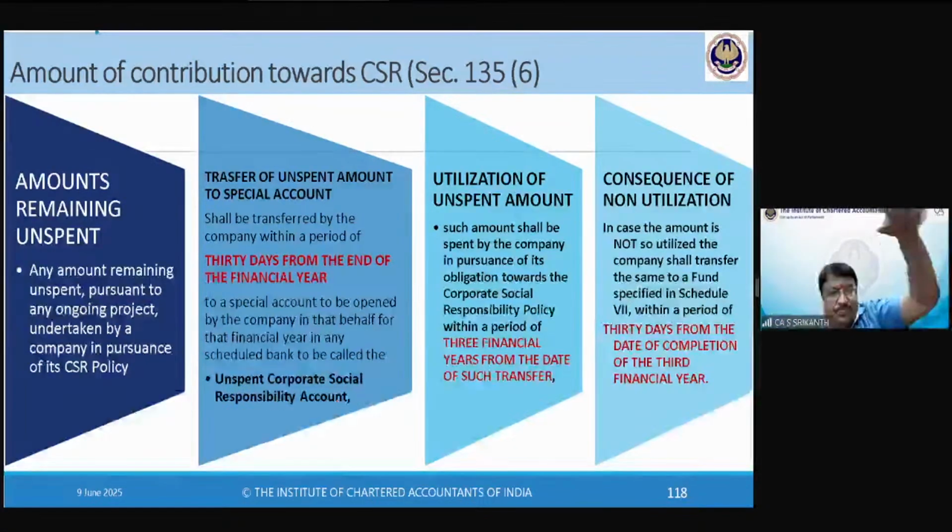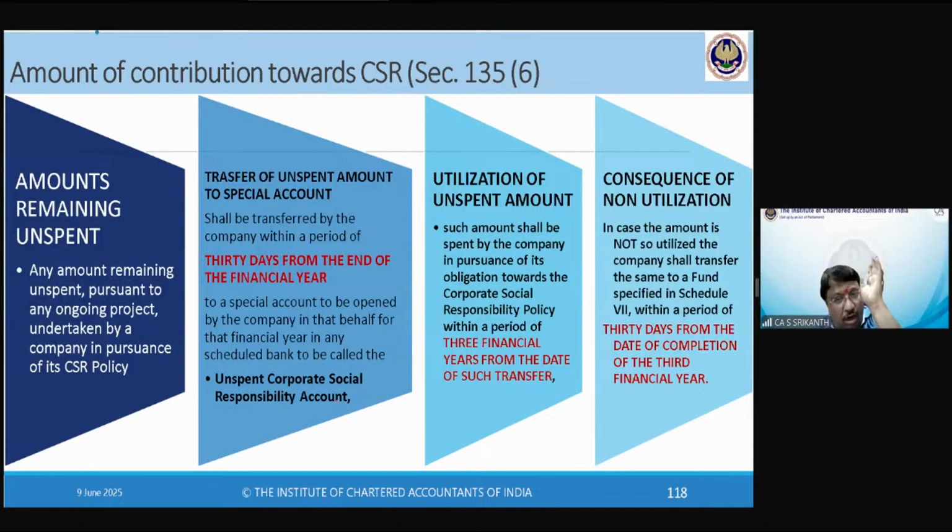To a special account. Suppose there is an ongoing project, 2 years project. So 2 years later, you should have spent it fully. Now, at the end of the second year, you have not spent it. Then 30 days from the end of the financial year, you transfer it to a special account. It should be called the unspent CSR account. That amount can be spent by the company in pursuance of its obligations towards CSR within a period of 3 financial years from the date of the transfer, not in that project, in some other activity.